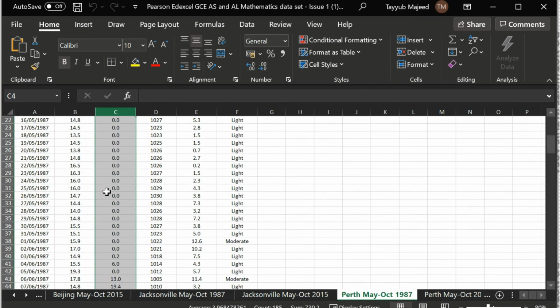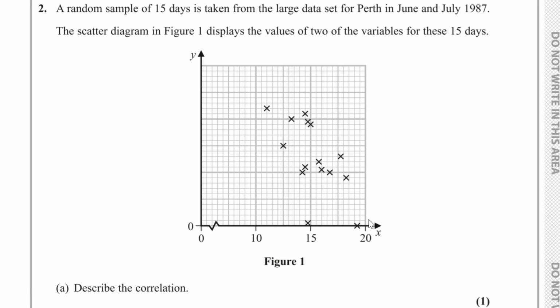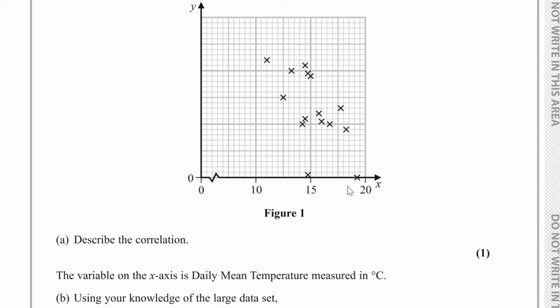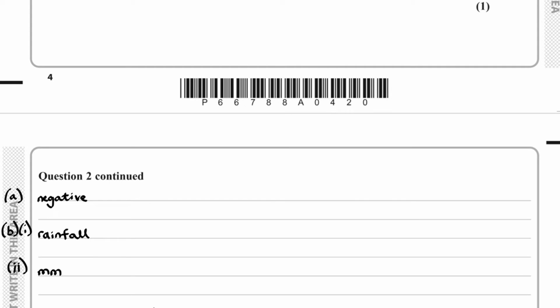And that makes sense. If you look at these months over here, hopefully you can see from the various pieces of statistic, as one variable increases, in other words, as the daily mean temperature increases, the rainfall would decrease. So we have rainfall as our variable on the y-axis. It has units, millimeters.